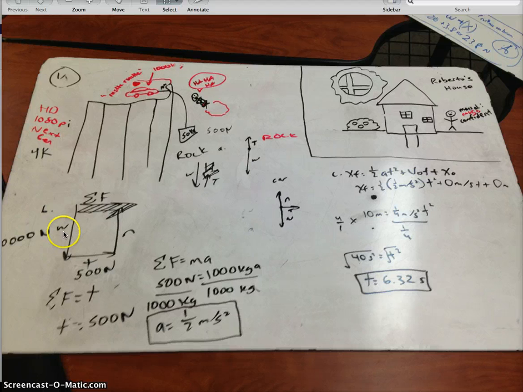And when we put those vectors into a vector sum diagram, we get weight, tension, normal, and the net force vector going that way, and that makes sense because the acceleration is towards the right.